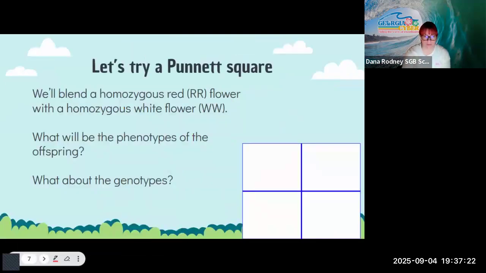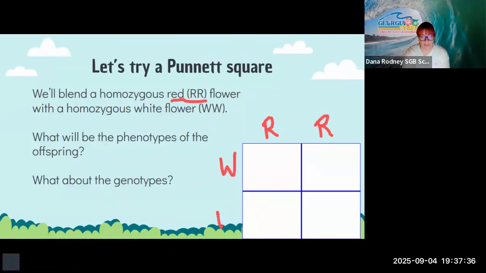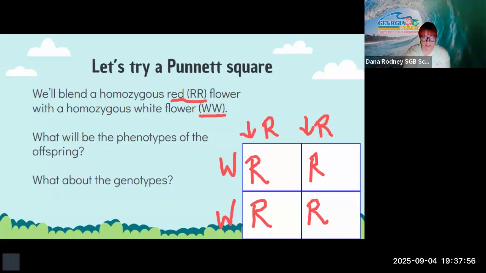So if we have a homozygous red flower, so capital R, because it tells us in the problem, and we cross it with a homozygous white flower. Now, you can use lowercase r's or you can use a whole other letter to help you remember this. So our homozygous white flower, it tells us here is capital W, capital W. When we do that cross, as always, we bring our top traits down. So this is just like the Punnett squares that we were doing previously. And then we bring our side traits across.